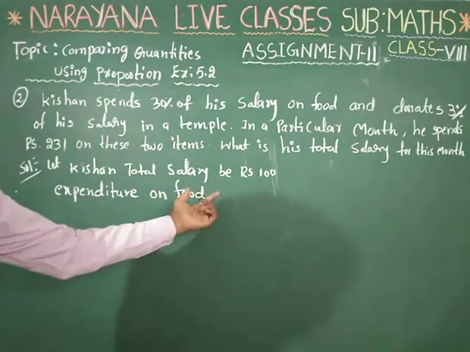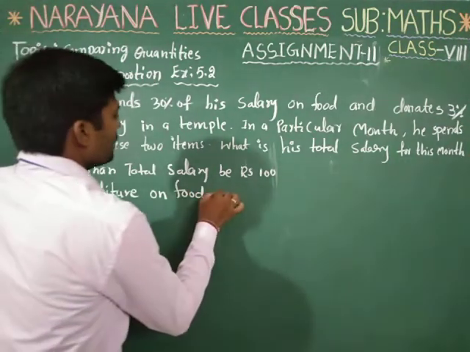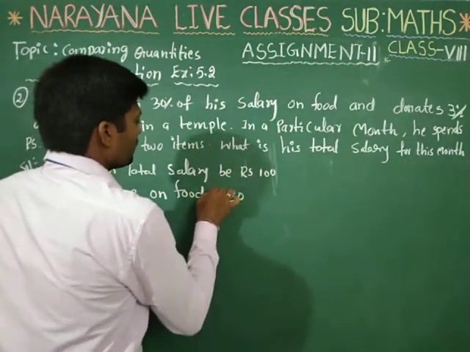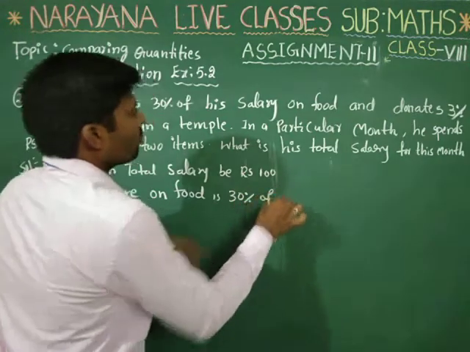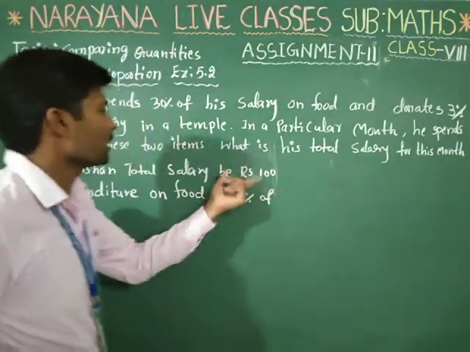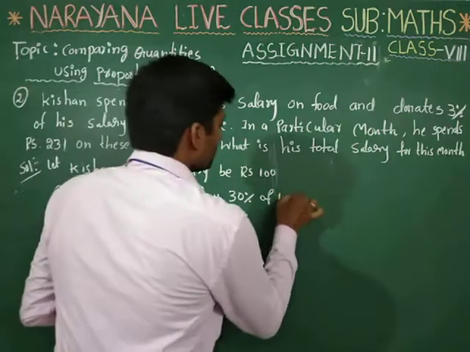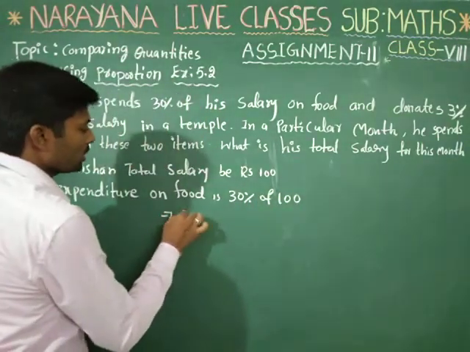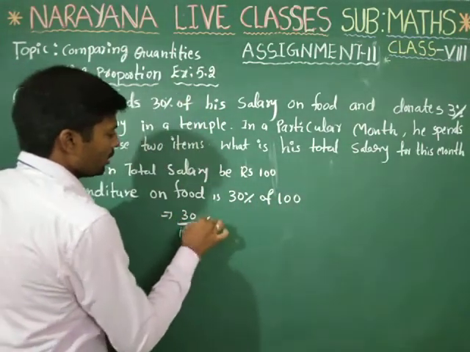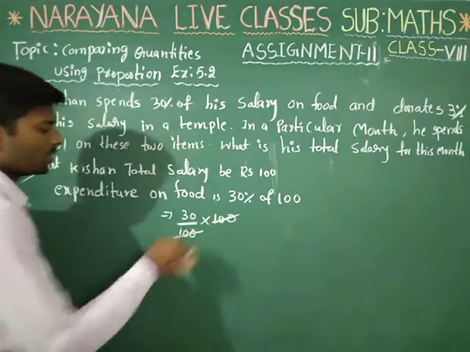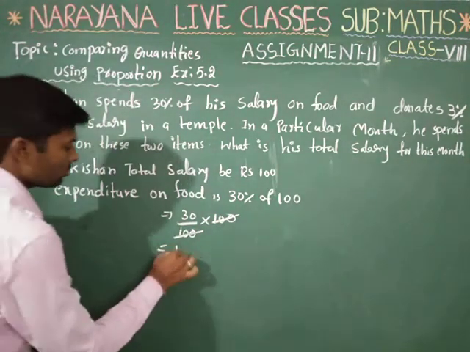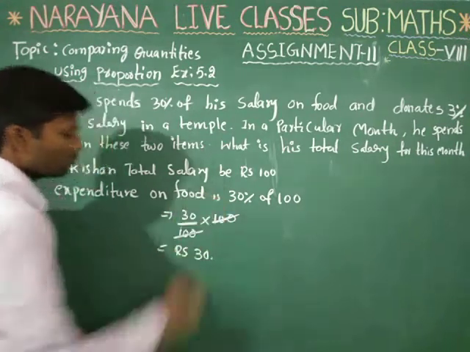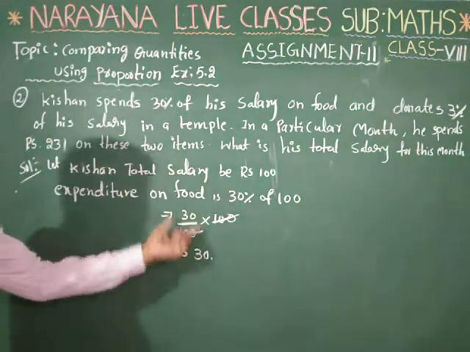So how can you write expenditure on food? It is 30% of the total salary. How much is it? The total is 100, so let us consider 30 upon 100 into 100. Here 100 will get cancelled. So the amount is 30 rupees. That is expenditure on food.